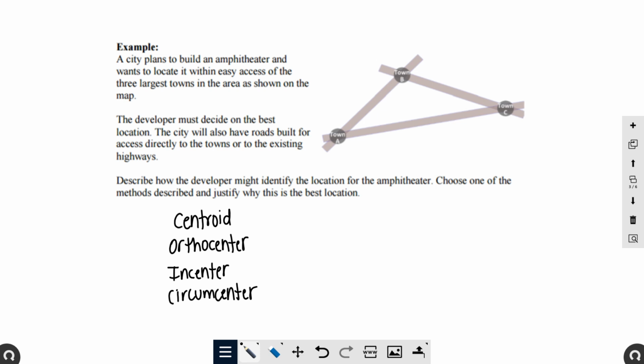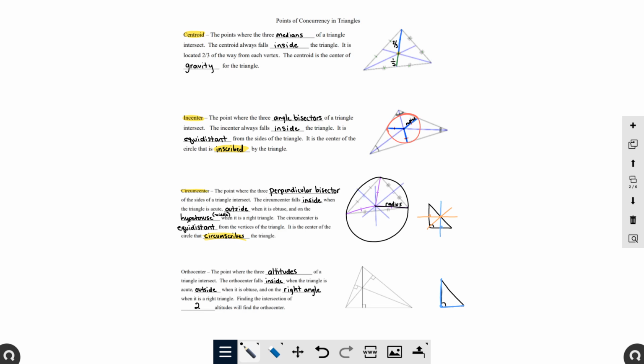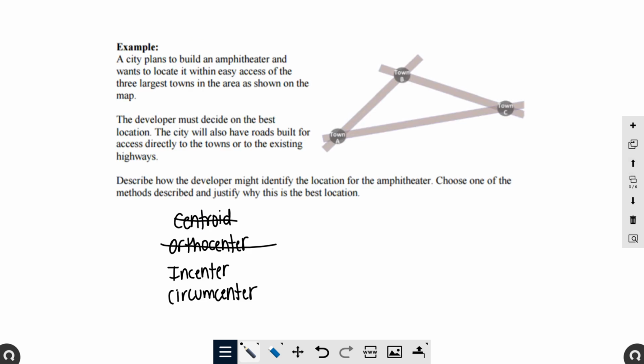So nobody went to orthocenter, and I would agree that's not a good choice. Only one went to centroid. Is that the best choice? Well, now that person is saying no, and I would also agree. When you think about centroid, remember what we said at the very beginning? It is 2/3 from each vertex. And what are the vertices here? A, B, and C, which are the towns. Do we want to drive further away from town? No. So several of you said incenter.